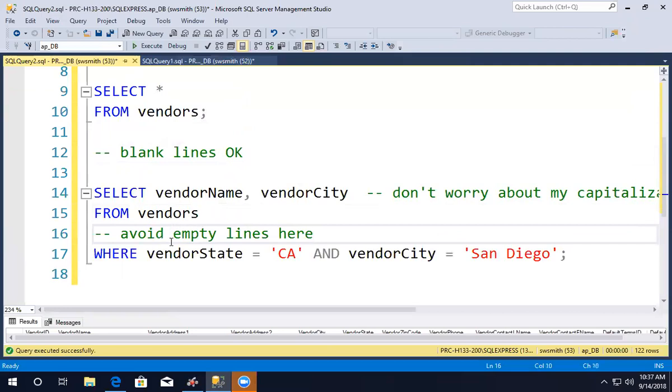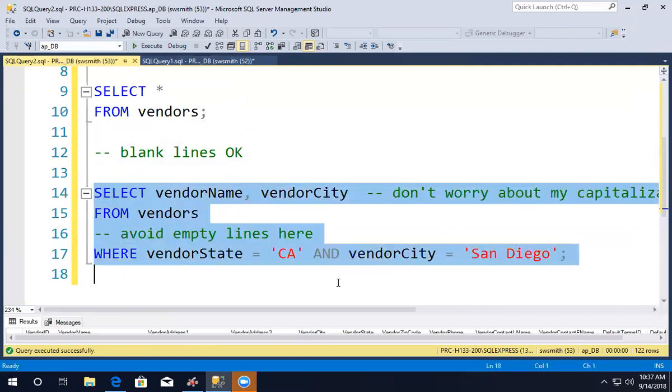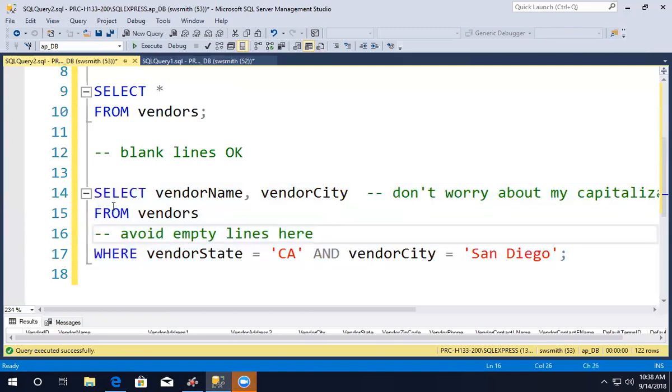Okay, avoid empty lines inside of a select query. Many of the platforms will throw an error if they find an empty line. SQL Server will not, but avoid empty lines inside. This, by the way, line 16 is not empty. And before we get to lab, I will cover how to turn on your line numbers. Does everybody know how to turn on the line numbers? Okay, groovy.